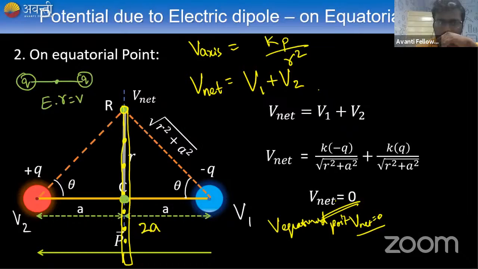So at all points on the equatorial axis or equatorial plane, if I consider a plane here, at all points I'll get an equipotential surface, okay? My V net, or net potential, will always be equal to 0 in this condition. Hope you understood.